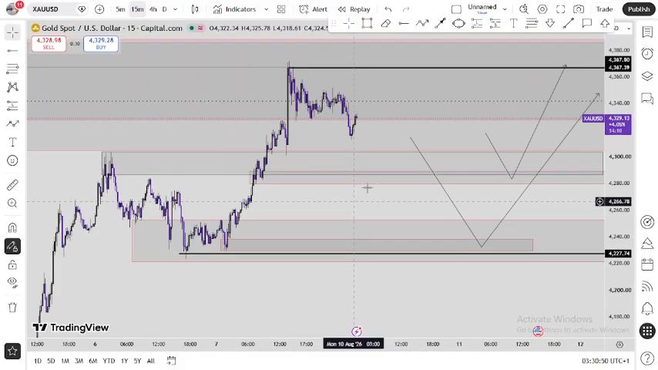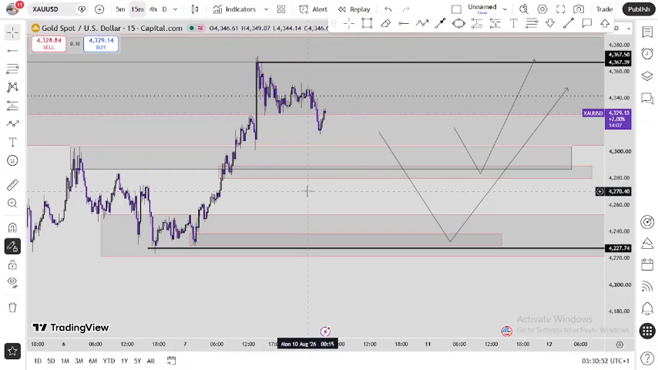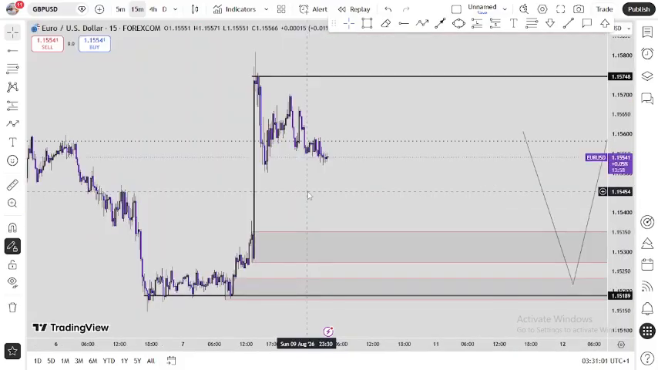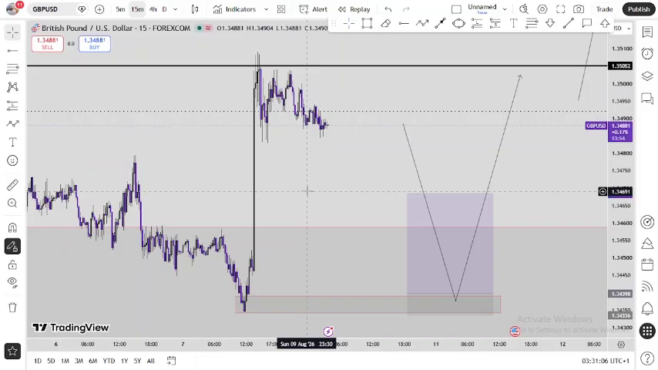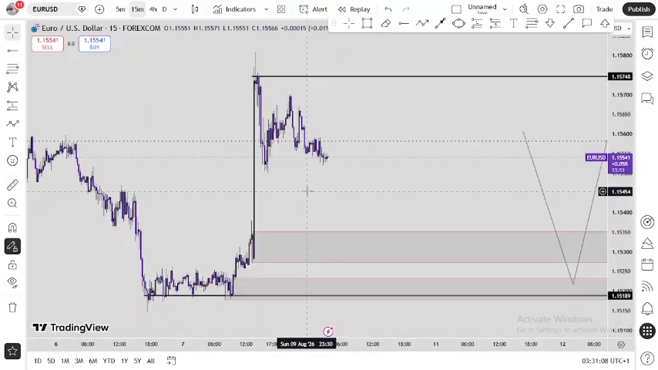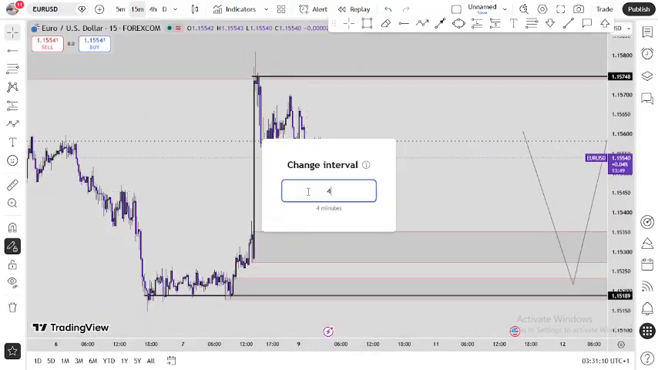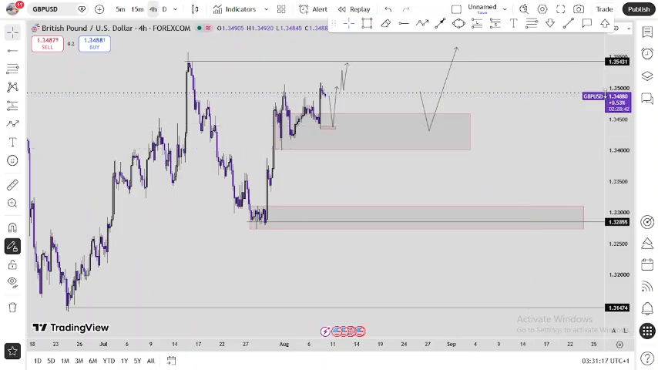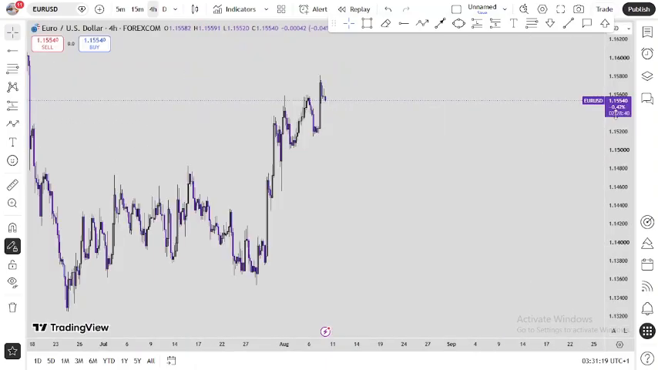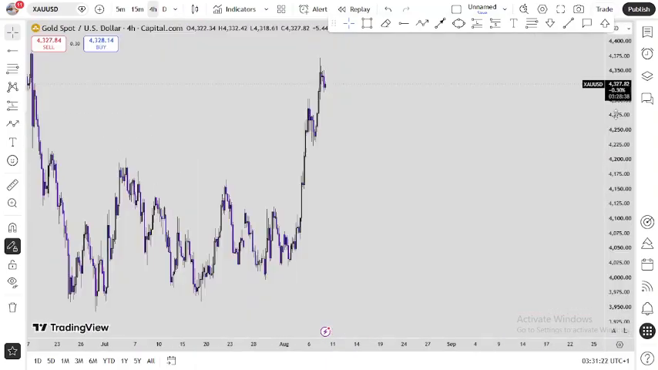But for now, let's just observe and watch and bide our time. So yeah, those are the 3 major pairs that I'm interested in for the week: Euro USD, GBP USD, and then gold.